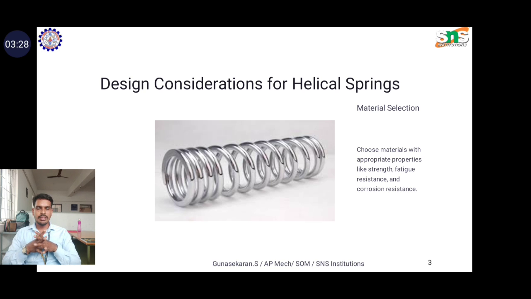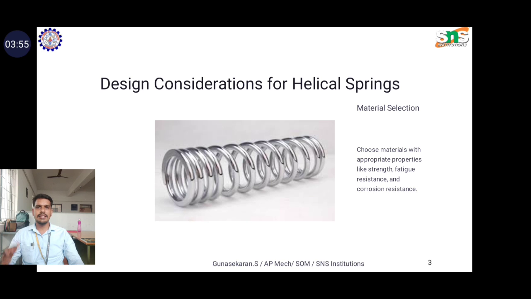High carbon steels like music wire, here ASTM A228, offer excellent strength and durability for general purpose springs. Stainless steel, for example AISI 302 and 316, provide corrosion resistance, ideal for humid or corrosive environments.